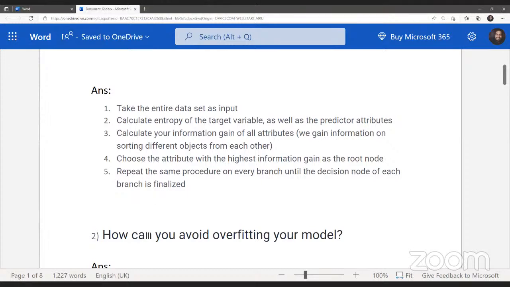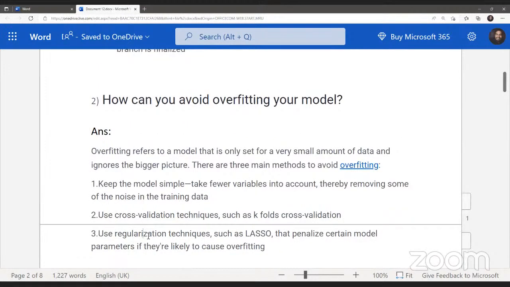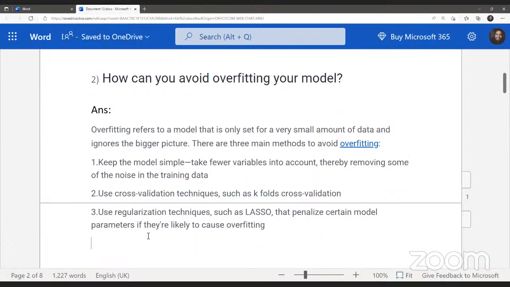So as we look into this, overfitting refers to a model that fits only a small set of required variables and amount of data, which ignores the bigger picture. There are three main methods to avoid overfitting. You have to keep the model very simple and take fewer variables into account, thereby removing some of the noise in the training data. Use cross validation techniques like k-fold cross validation. Use regularization techniques such as lasso to penalize certain model parameters to avoid overfitting in the model.